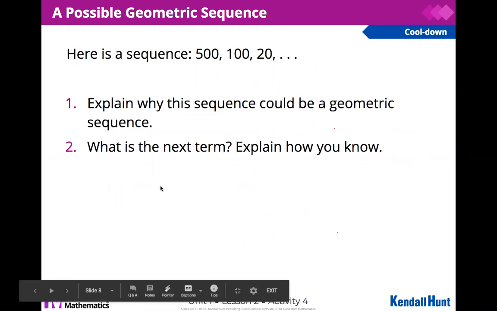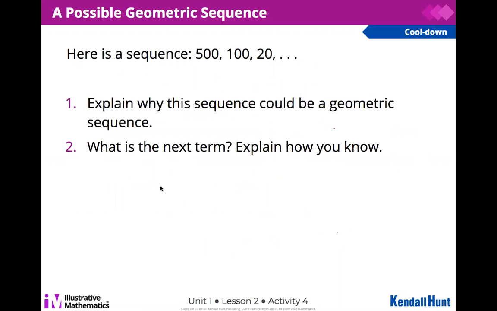All right. So I want you guys to start. This is our last one for you guys to try. It says, here's a sequence, 500, 100, and 20. I want you guys to think about why this sequence could be a geometric sequence and what the next term is. When you're thinking about if it can be a geometric sequence, you've got to know that there's a growth factor. So think about what your growth factor would be if you think this could be a geometric sequence, and then come up with that next term.